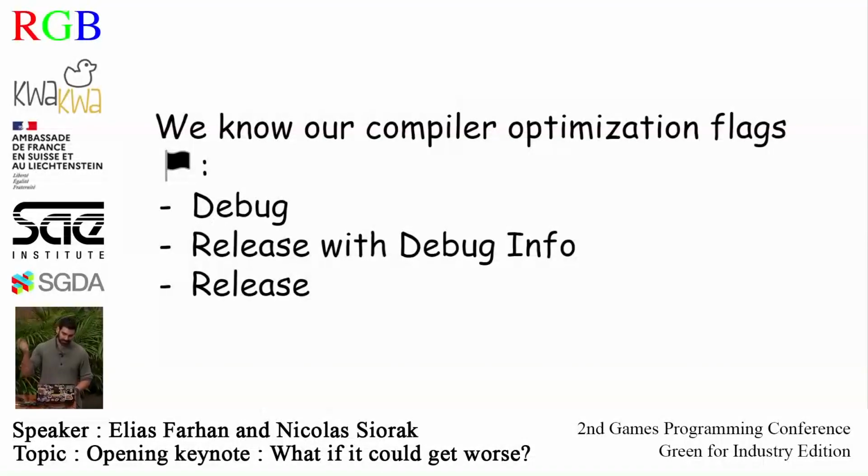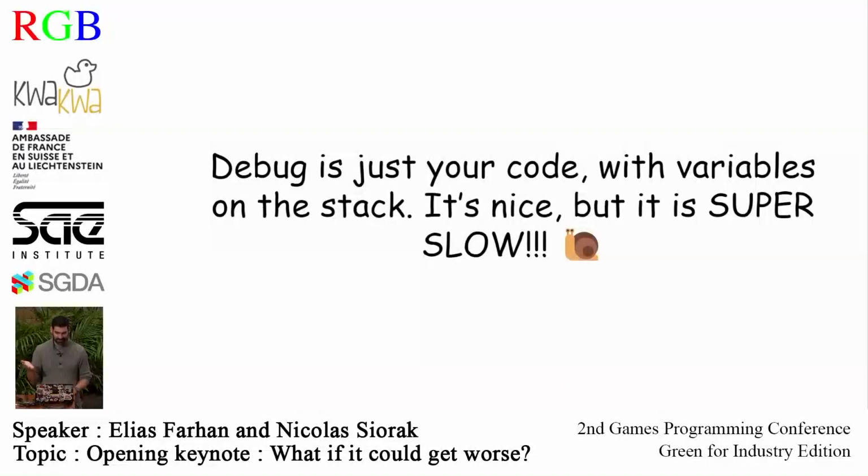So, going to some compiler tricks, we all know our optimization flags. If you play a bit with CMake or Visual Studio, you might actually know those. You have your good old debug flag, the release with debug info, the release one. The debug flag is your code, literally what you wrote, but with the variables on the stack. It's nice, but it's super slow.